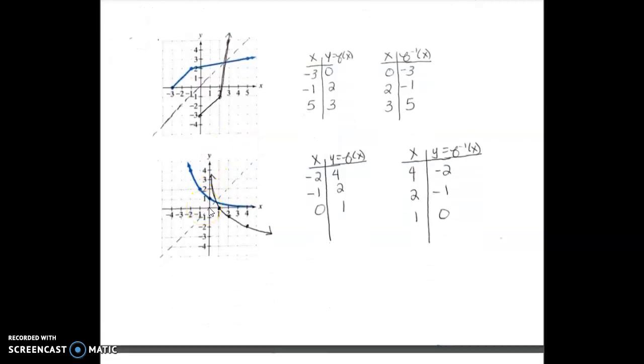Let's try a second example. Again, the blue graph is given. The ordered pairs I have here are (-2, 4), (-1, 2), and (0, 1). So I'm going to write those down in a table.